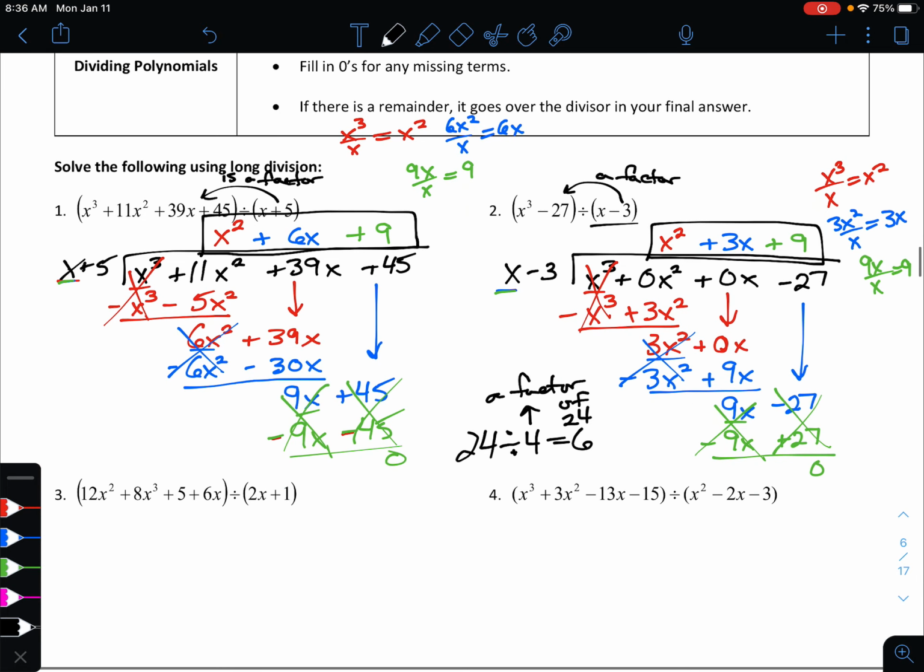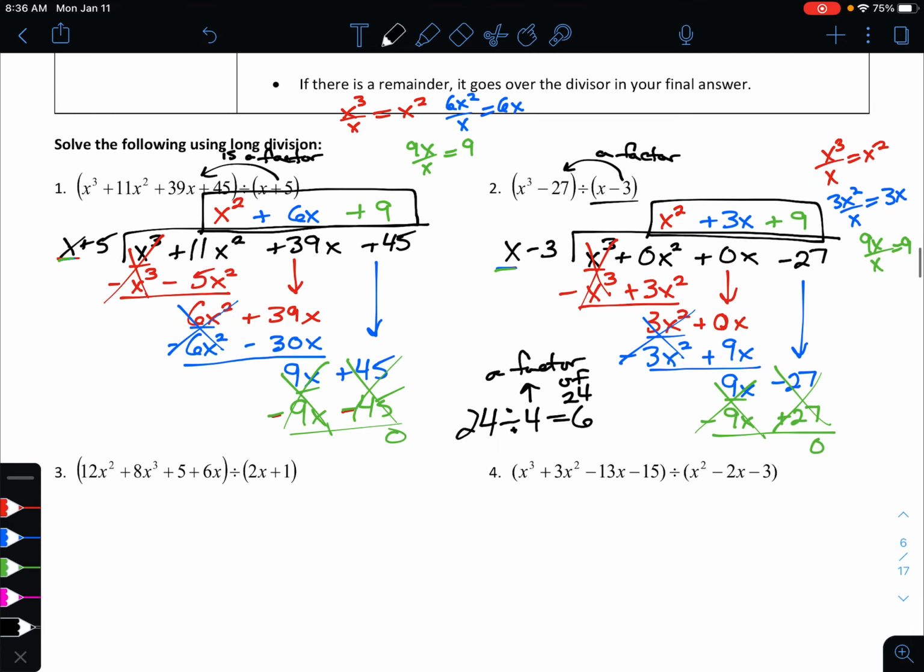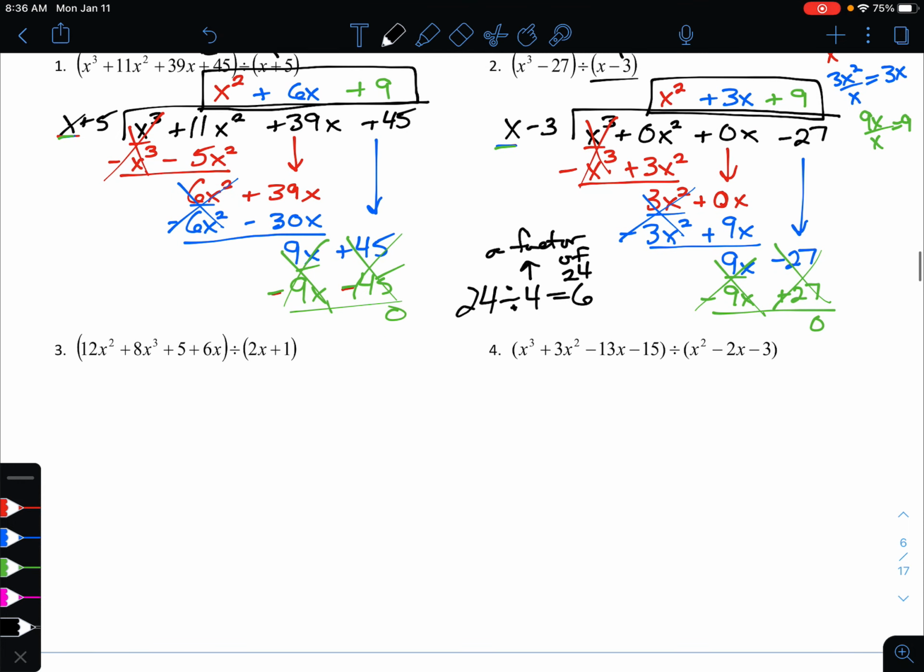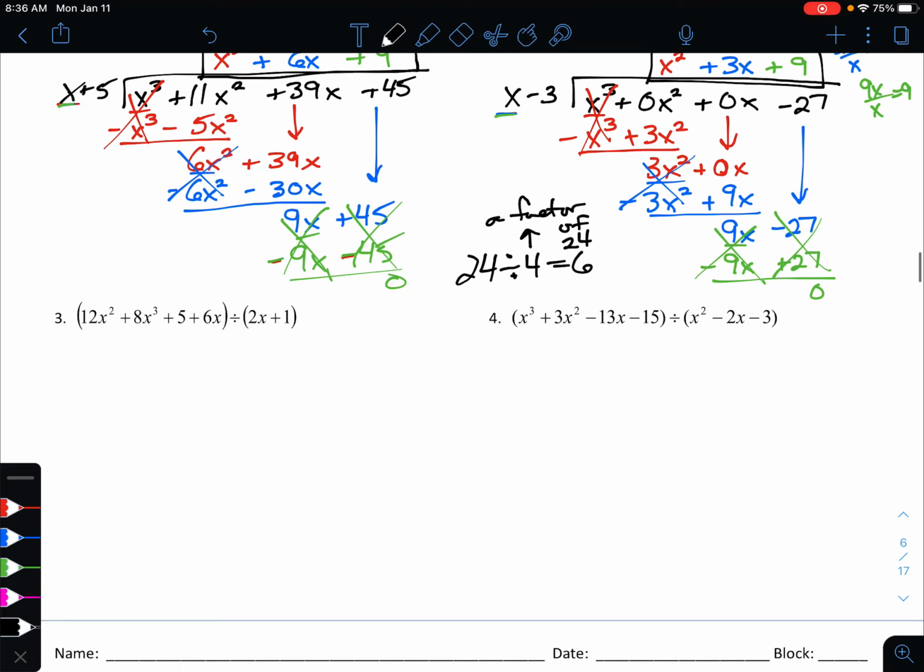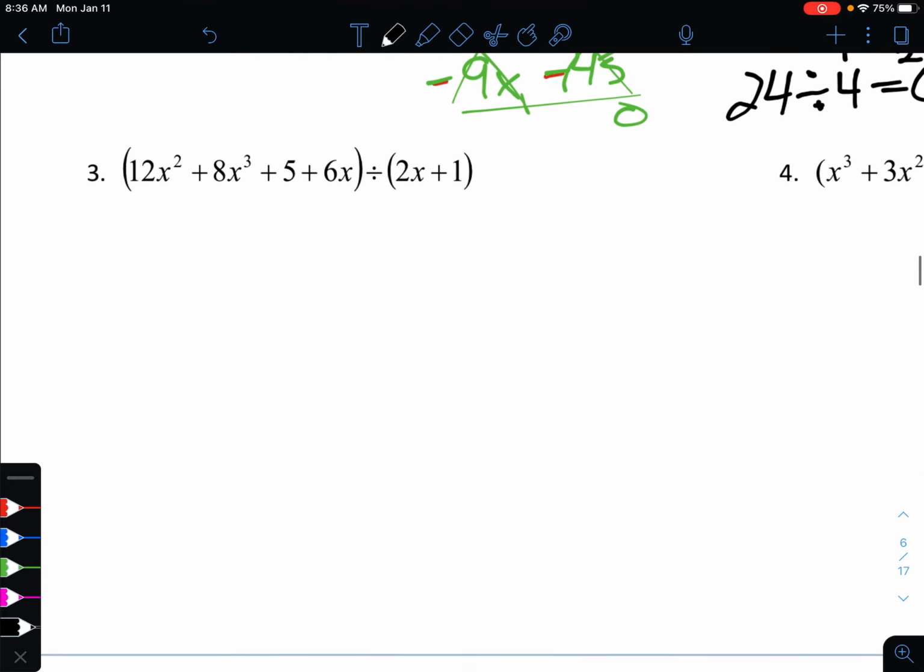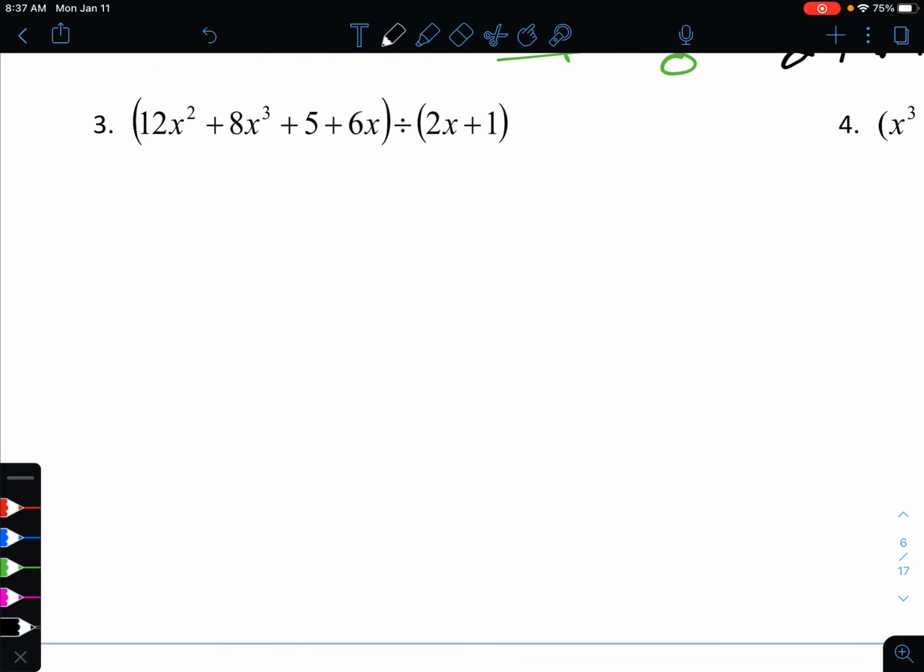So we'll also see where we have something that's not a factor. In fact, I can't remember if that'll be on number 3 right here, number 4. So let's find out which one it is. So let's go ahead and set up number 3. We've got 12x squared plus 8x cubed plus 5 plus 6x divided by 2x plus 1. So what we're dividing by, we'll put in front, so 2x plus 1. And then what we're dividing goes underneath.